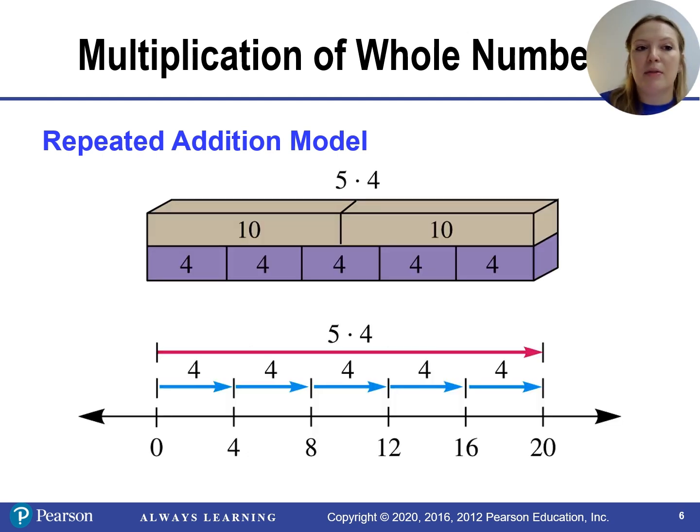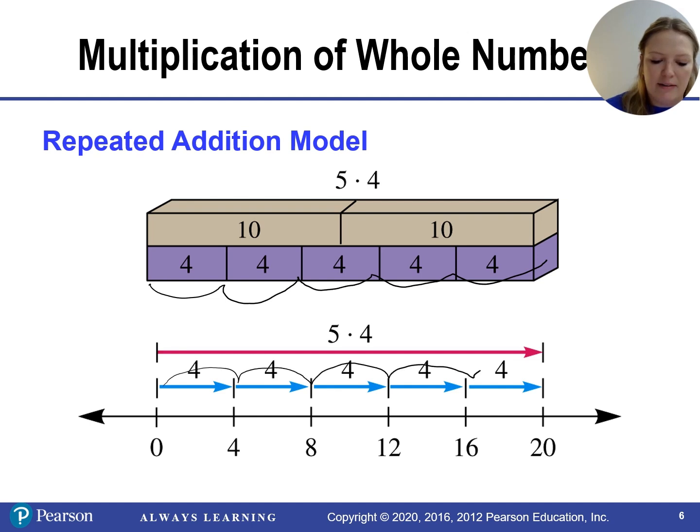Another way to think about the repeated addition model is using some physical models, number tiles or number lines, and seeing that 5 groups of 4 is just adding 4 to itself 5 times, or having 5 lengths of 4 combined together. So we can see 5 groups of 4 is just adding 4 five times, and it would give us 20.